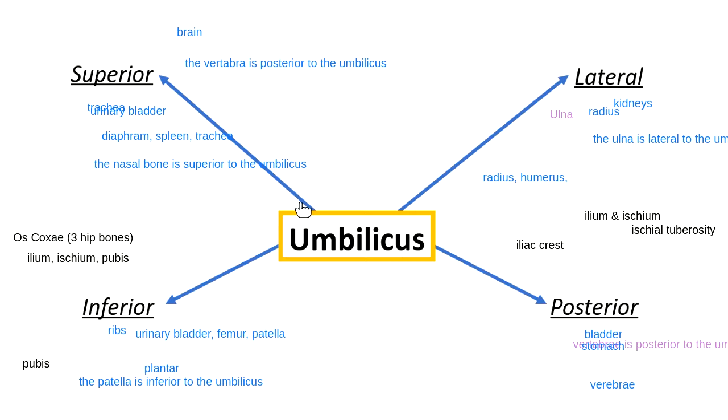So we could have said the umbilicus is superior to the urinary bladder. The one where it kind of breaks down is lateral, right? The umbilicus isn't really lateral to anything. But if I wanted to compare these things, if I wanted the umbilicus to be first, the umbilicus is blank to the ulna.